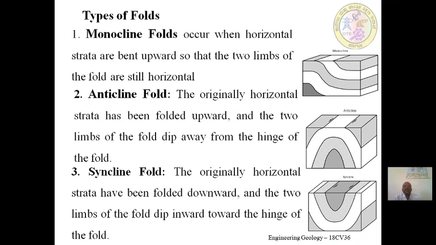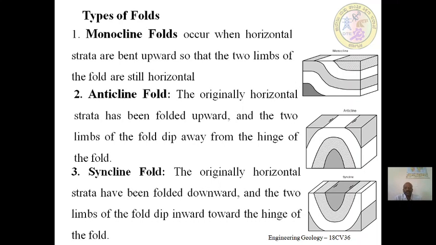First is monocline fold. When horizontal strata are bent upward so that the two limbs of the fold are still horizontal, it is called a monocline fold. Then second one, anticline fold. The originally horizontal strata has been folded upward and the two limbs of the fold dip away from the hinge of the fold, which is called an anticlinal fold.